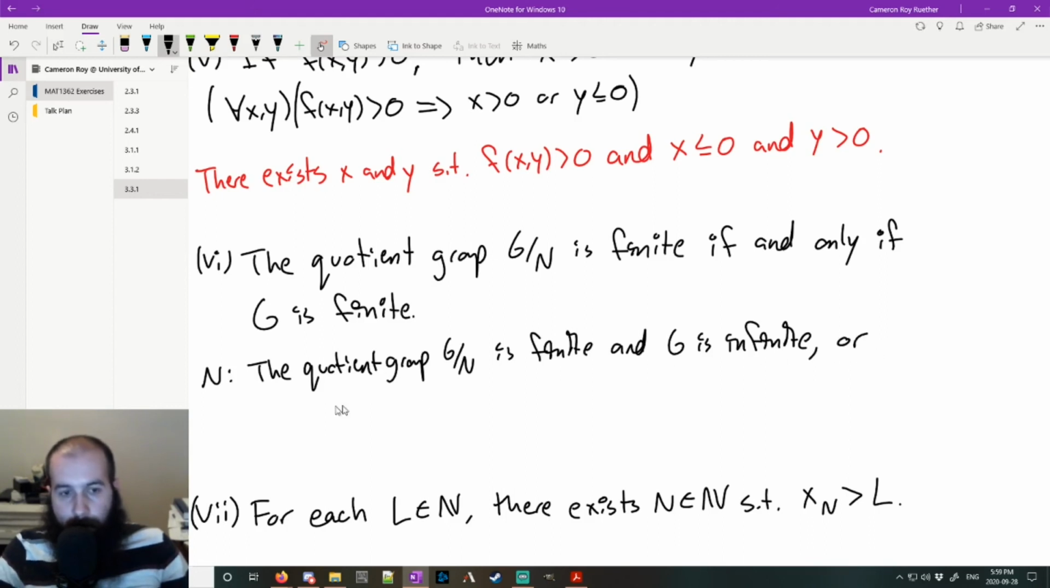Or G mod n is infinite and G is finite. These are saying that they're either both finite or both infinite, so the negation is therefore the two cases that either one is finite and the other is infinite, or the first is infinite and the other is finite.